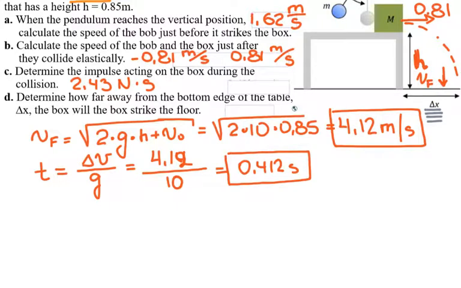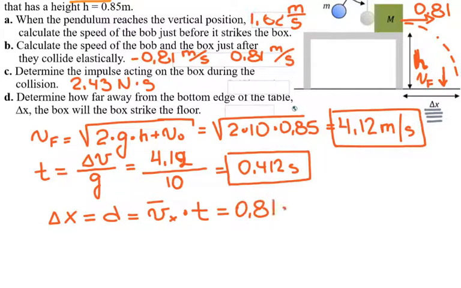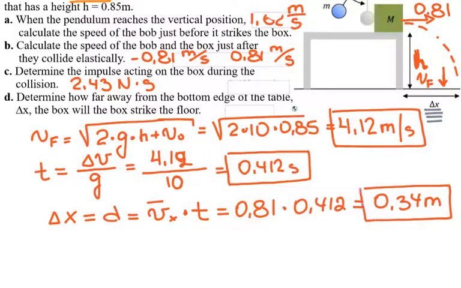Now, since I know the time and I know the horizontal velocity is 0.81, I can find delta x, the distance it travels. That is the horizontal velocity times the time it moves horizontally. So 0.81 times 0.412 gives me 0.34 meters, or 34 centimeters. That's how far the box is going to land on the ground from the table.